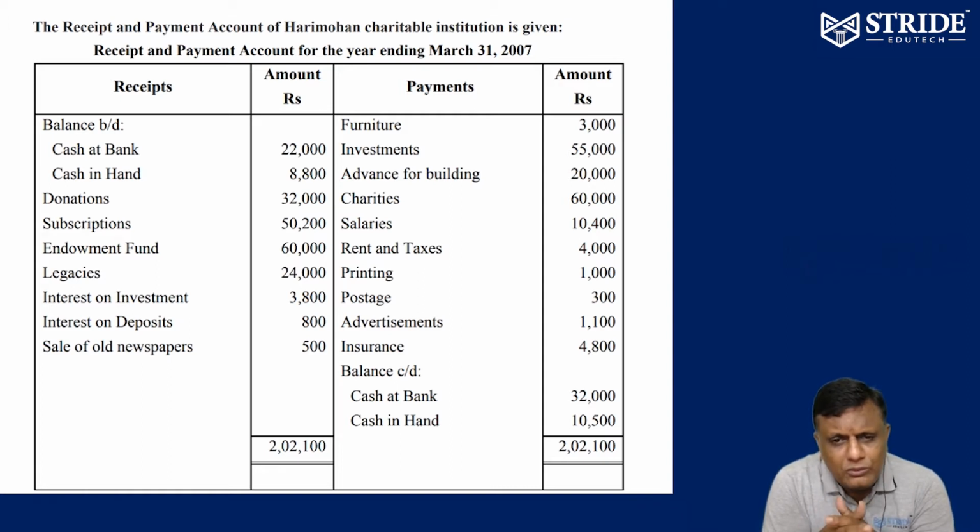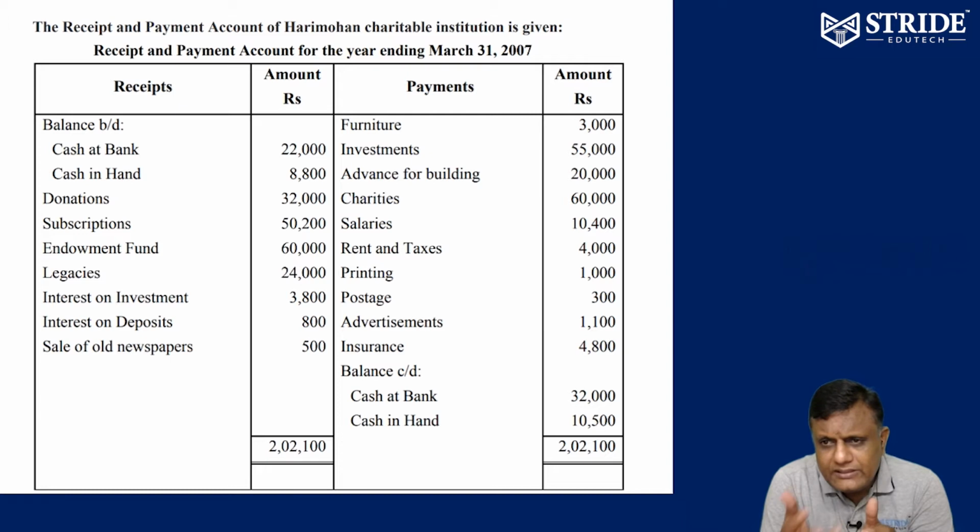Now what is an endowment fund? An endowment fund is a certain fund created in such a way that it can be used for any emergency. So endowment fund 60,000 received. Legacies: as per a will, we receive a certain amount. Legacies received 25,000. Interest on investment received 3,800. Interest on deposits 800. Sale of old newspaper 500. This is the receipt side.